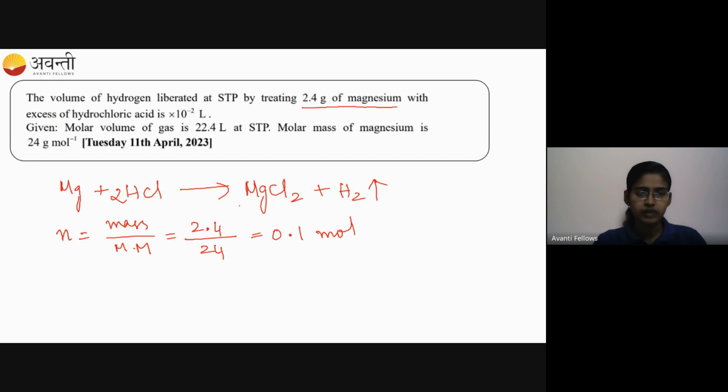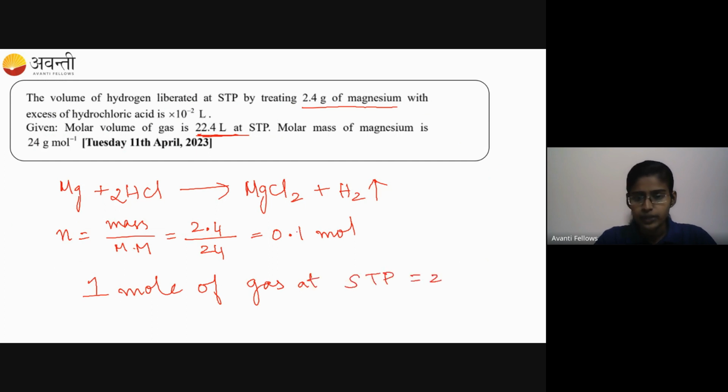Okay, now what we have to do, 1 mole of the gas at standard temperature and pressure is equal to 22.4 liters. So 1 mole of gas at STP is equal to 22.4 liter. Now for 0.1 mole, what we have to do? So for 0.1 mole of the gas at standard temperature and pressure condition, we have to cross multiply this. So 0.1 into 22.4, right? So it is 2.24 liter.